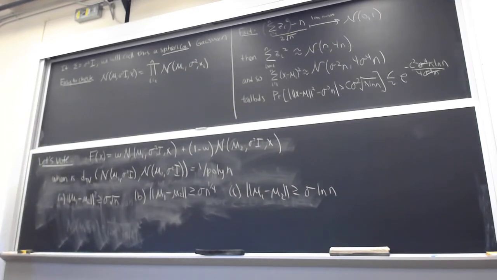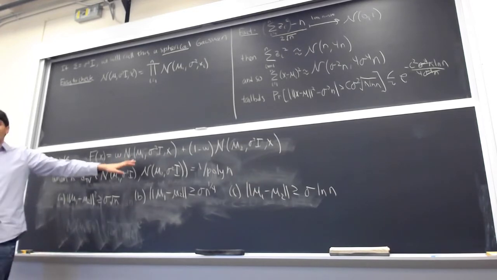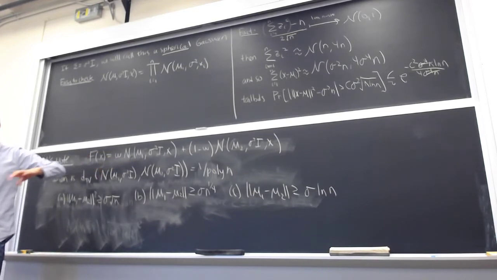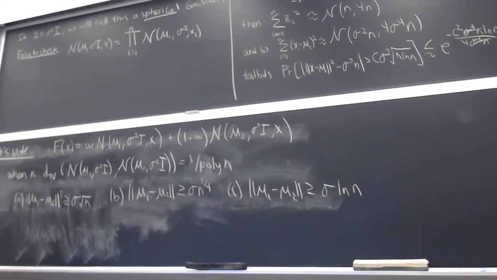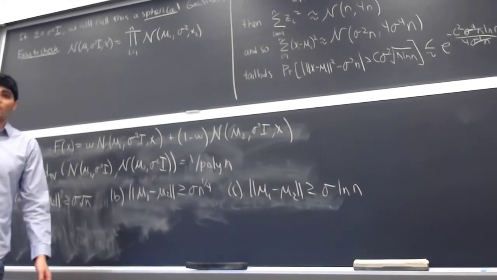So really all of this is relying on the idea that we have, let's say, a mixture of two Gaussians. A lot of these things will work for mixtures of many Gaussians. That's not really a big deal. Let me keep it as two Gaussians for simplicity, though. So we have these spherical Gaussians.